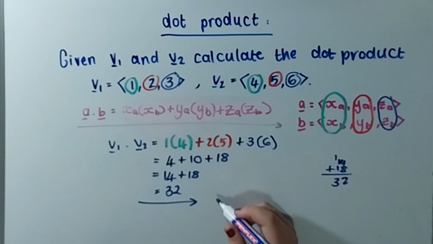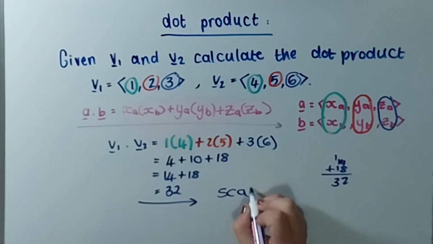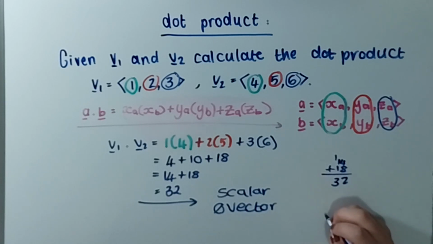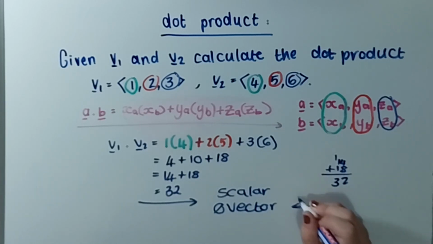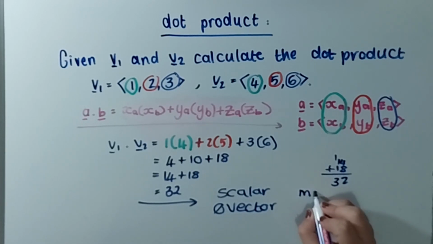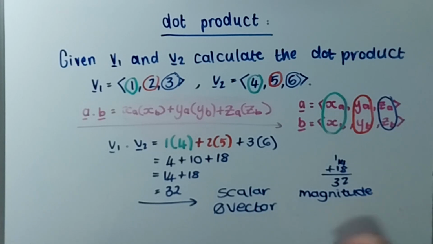It's important to note here that the dot product gives you an answer that is a scalar, not a vector. When we go to the cross product, we will get a vector, but not a scalar. By now you probably know the difference between a scalar and a vector, but if you don't, a scalar is merely the magnitude of an amount, whereas a vector is the magnitude plus a direction.